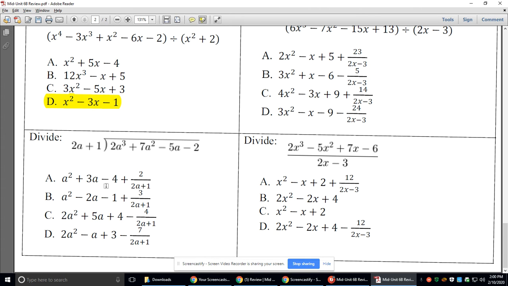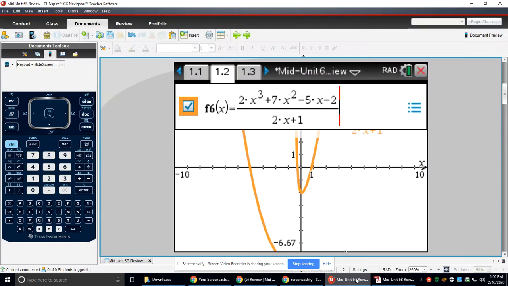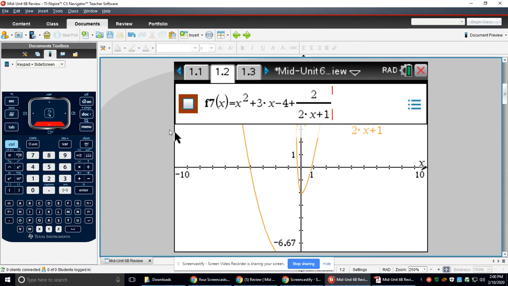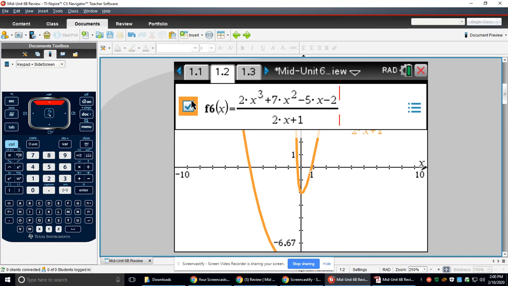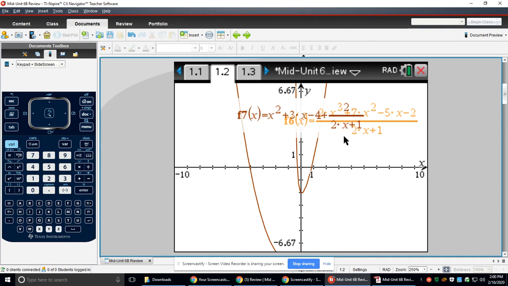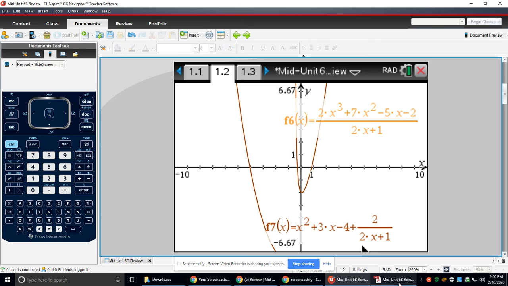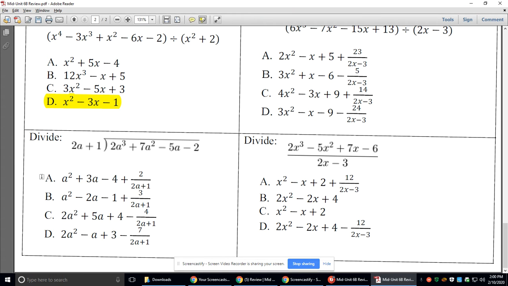And then graph answer choice A. And then if that's not the answer, graph B. So here's A. Right away, you can tell A is the answer. So I don't have to graph B, C, or D. But just so you can see it, there's B, there's C, there's D. So the only answer that it could possibly be is A. Okay? As long as it overlaps, that's the answer. That's the point I'm trying to make here.